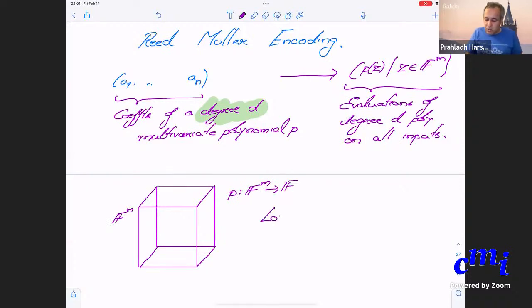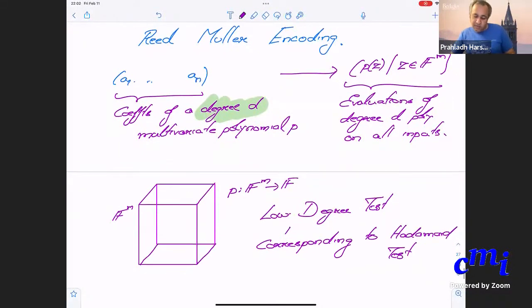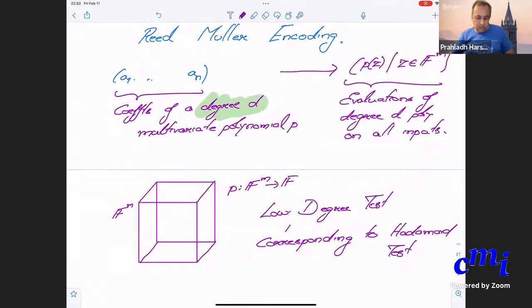So there's something called the low degree test, which corresponds to the Hadamard test. These polynomials actually play a big role. The algebra of polynomials plays a big role. You do this low degree test to check it, and that's how the PCP theorem is eventually proved. Polynomials play a big role in this. I will stop with this. I'm willing to go into more construction details if people ask me after the talk.